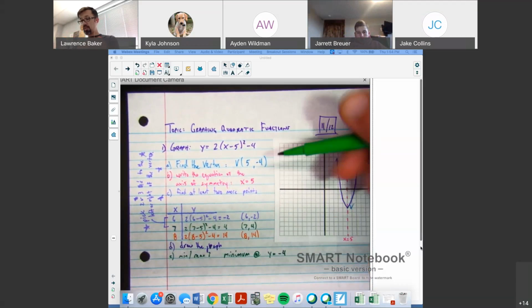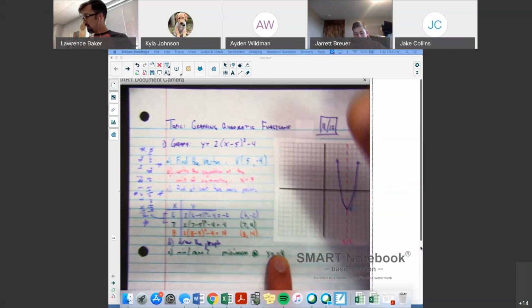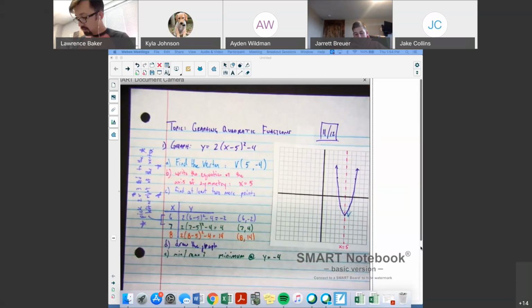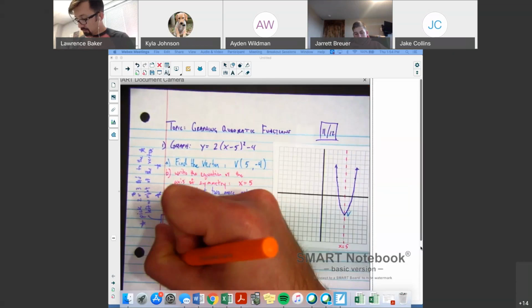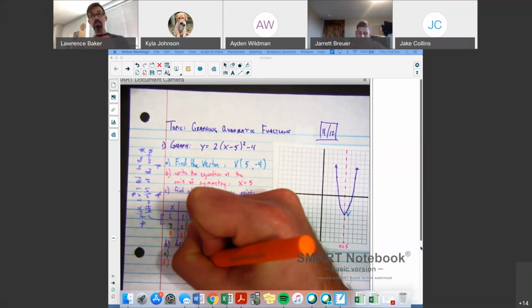Again, that shouldn't be a surprise. Those two numbers should always be the same. It's just, is it the highest or is it the lowest point that's going to change? But those two numbers should always be the same. And the last thing on our long list here, we're going to talk about the domain and the range.